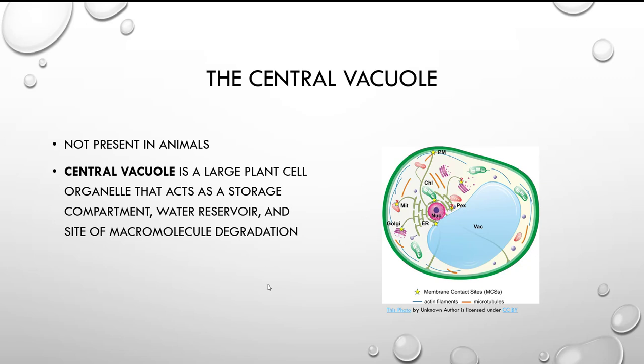And so it could provide water storage or storage for food. It could be the site of macromolecule degradation, so it could store starch in there for later use. Basically it's a storage place for other things. Because plants cannot just get up and walk around and go find a resource, they have to rely on the environment, so they have to store things away for a rainy day, until the next rainy day. So that's why they have the central vacuole.